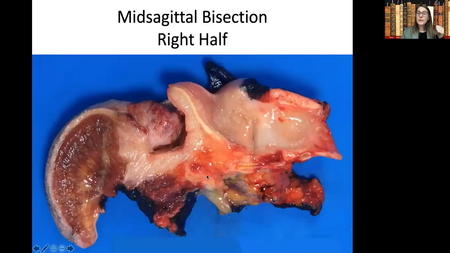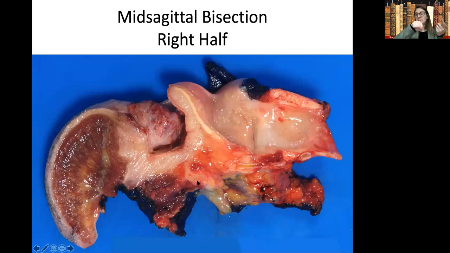Okay, so what I would recommend in this case, which is what you see here, is a complete mid-sagittal bisection through the larynx and the tongue. The only piece of resistance, again, you might encounter is the hyoid bone seen here.